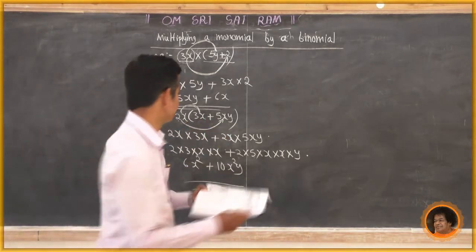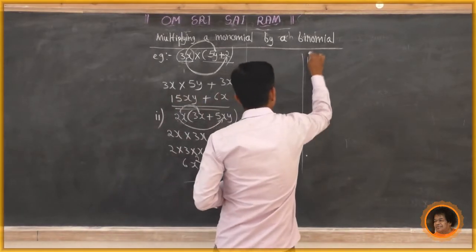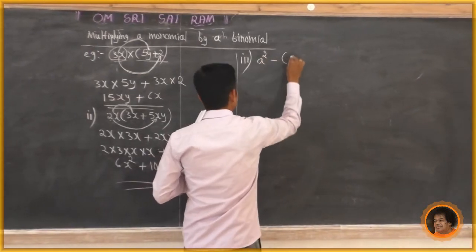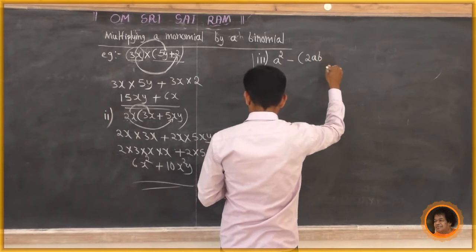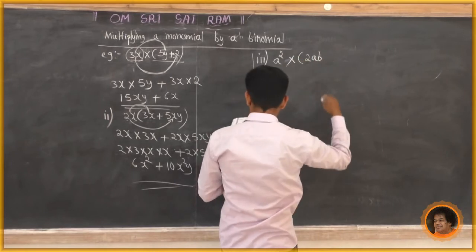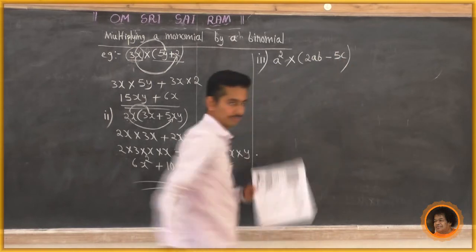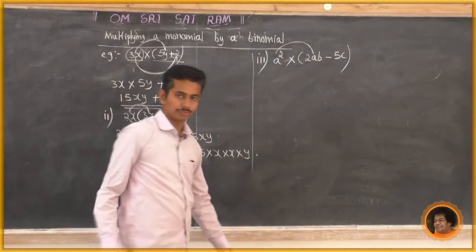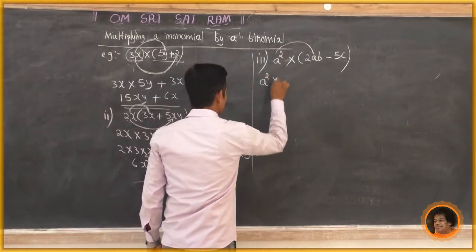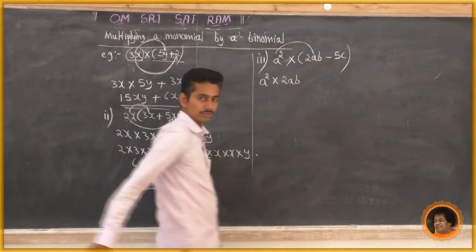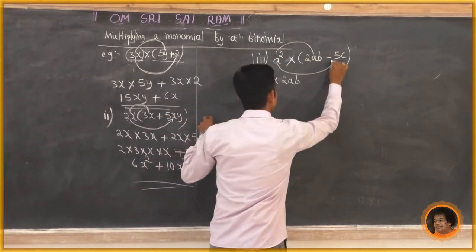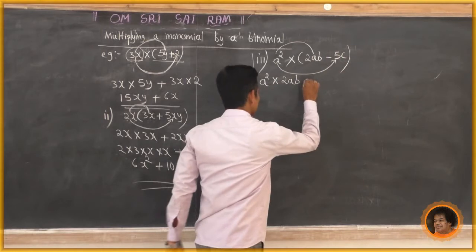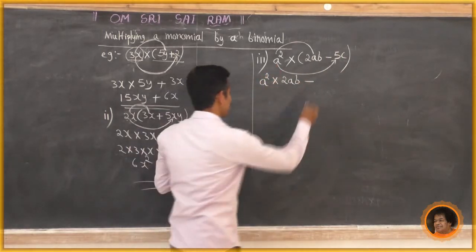Another example, third one. a squared into 2ab minus 5c. Now multiply this a squared into 2ab. So a squared into 2ab. After that, this same a squared into 5c. But in between 2ab and 5c, there is a minus sign. So minus a squared into 5c.